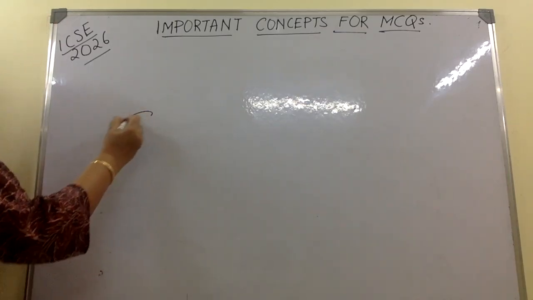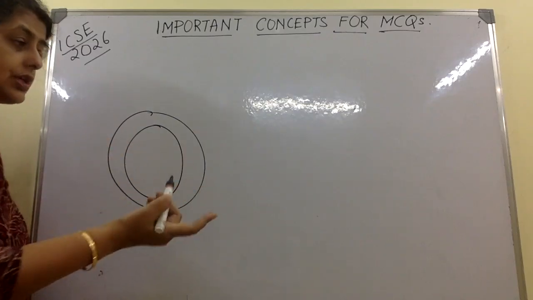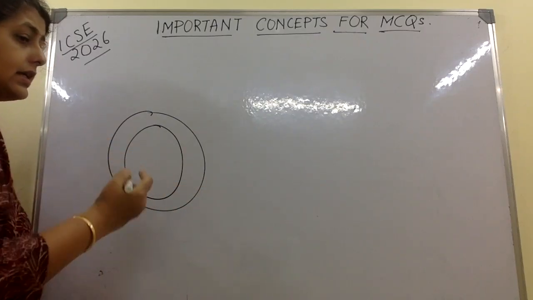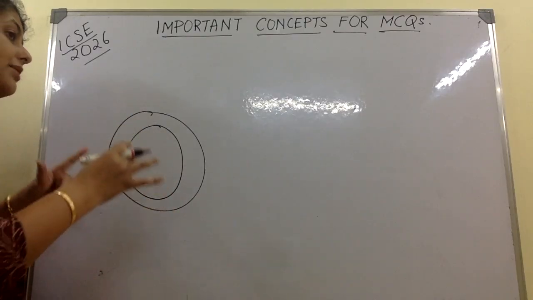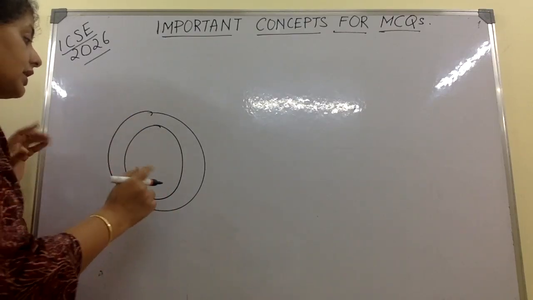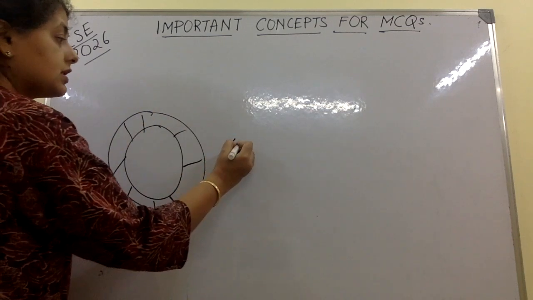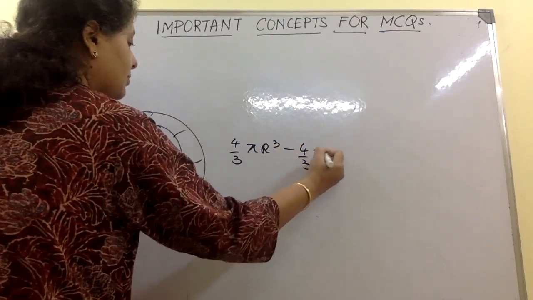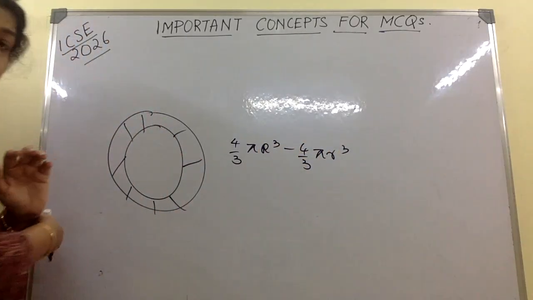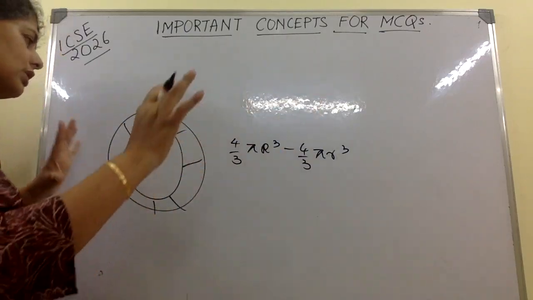If you have a hollow sphere, supposing it's a shell, and they talk about melting it, then don't forget to take the volume of only this, which is 4/3 pi capital R cube minus 4/3 pi small r cube. You are going to do that, if they are melting it and using it to make cones, whatever.